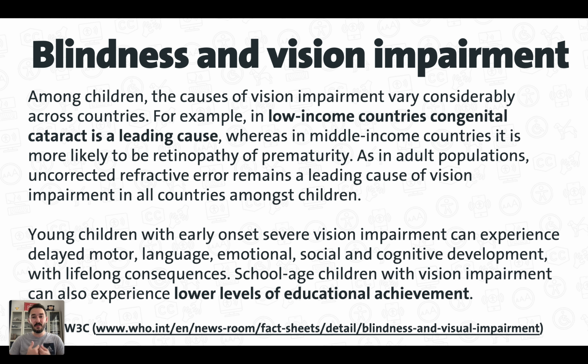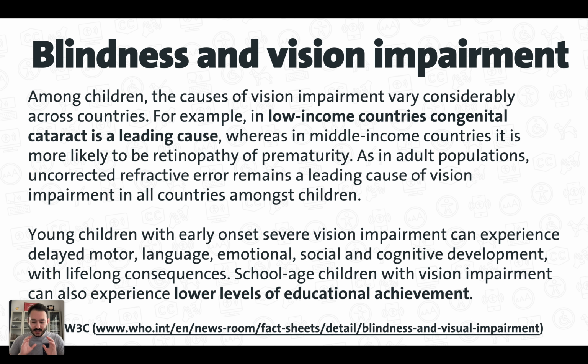Blindness and vision impairment is a very serious thing and can sometimes cause lower levels of educational achievement, especially for school-age children with those kinds of visual impairments. In low-income countries, congenital cataract is, for example, a leading cause of blindness, whereas in middle-income countries it is more likely to be retinopathy. This can affect adults and children as well. So again, have this in mind when we create our products.